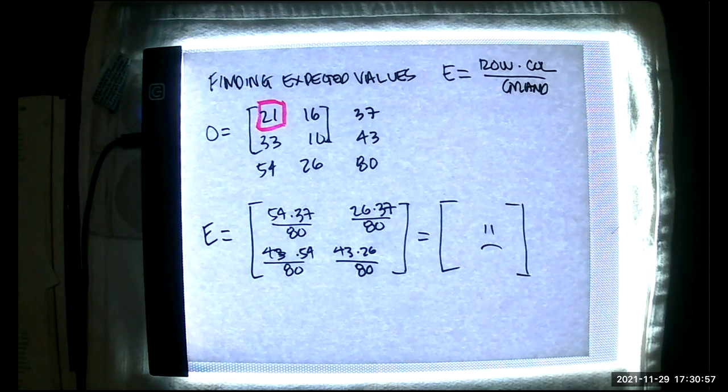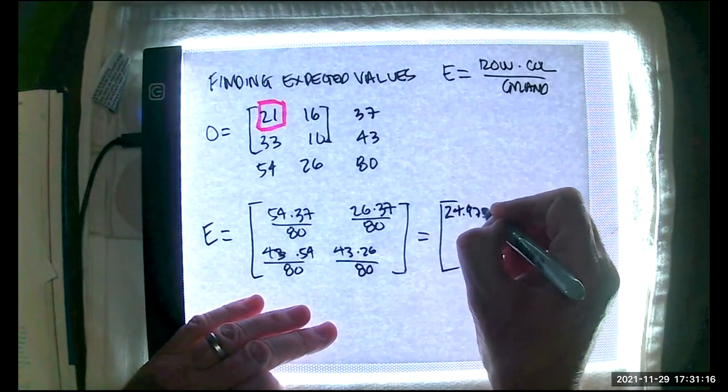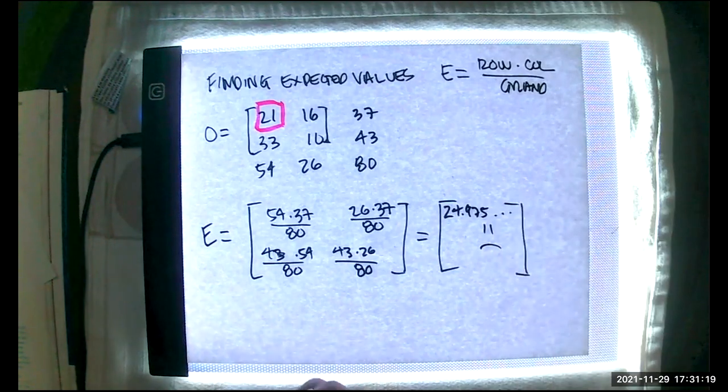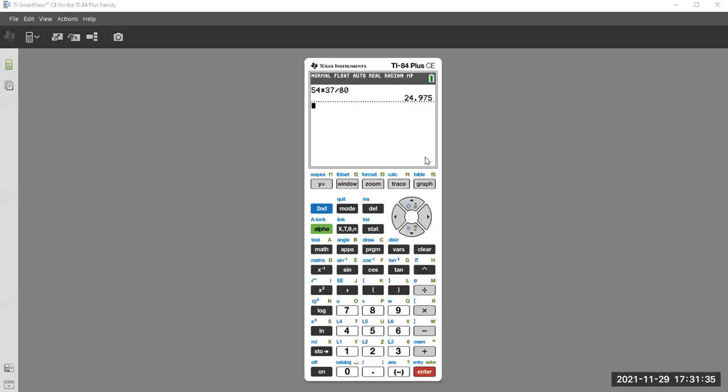So if I just calculate the very first one, that is literally 54 times 37 divided by 80. 24.975. All right. Now, let me go ahead and show you one other issue on your calculator. And I can run through the keystrokes again also. All right, so there's that expected value.